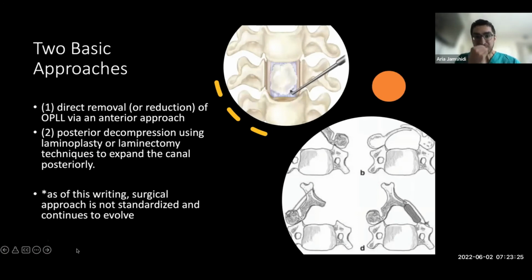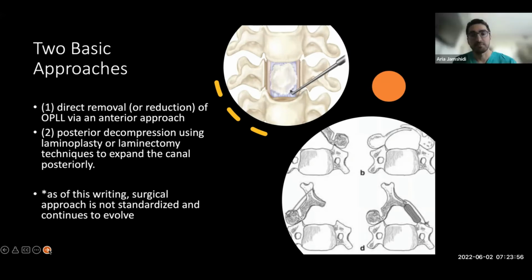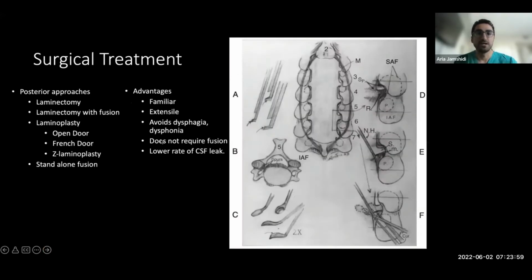In terms of the two basic approaches for OPLL, one is direct removal of the ossified mass, and two, posterior decompression using laminoplasty or laminectomy to expand the canal posteriorly to allow for a more indirect decompression, hoping that the cord will migrate dorsally. So as of this writing, no surgical approach is standardized, and this thought process of what approach to use continues to evolve.